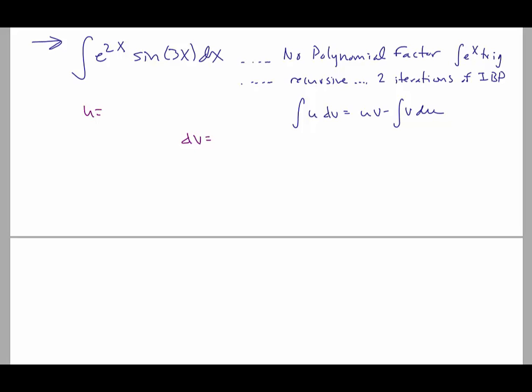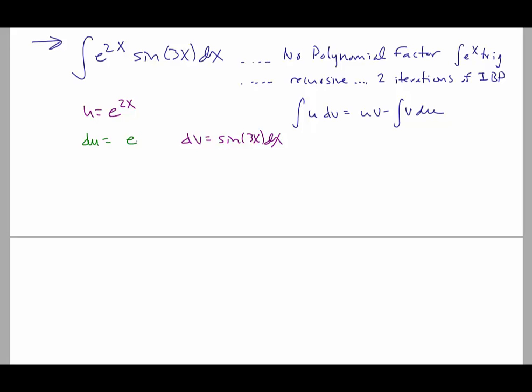I just have to make sure that whatever I choose for my u, I'm going to be able to take a derivative of it, and whatever I choose for my dv, I'm going to be able to integrate it easily. So if you choose a different u and dv, we'll still get the same answers in the end. For my u, I'm going to choose e to the 2x, and for my dv, that will leave sine of 3x dx. Now remember, when I have my u, I have to take its derivative to find du.